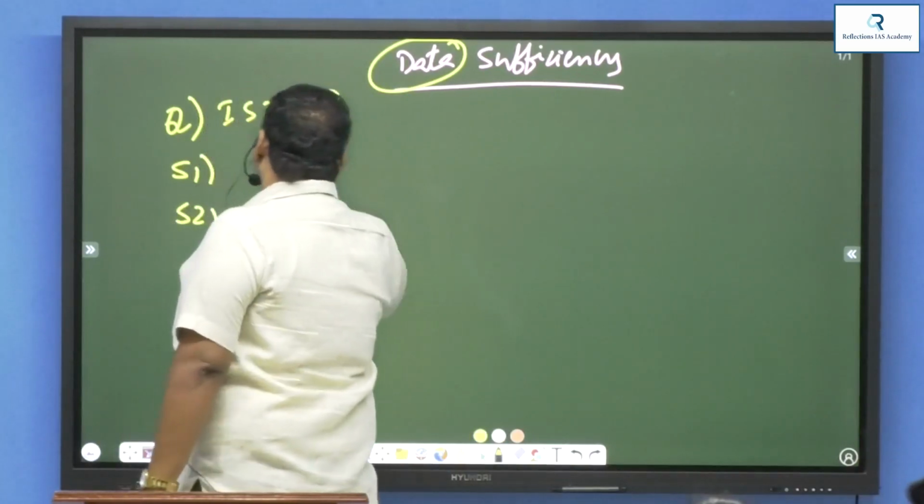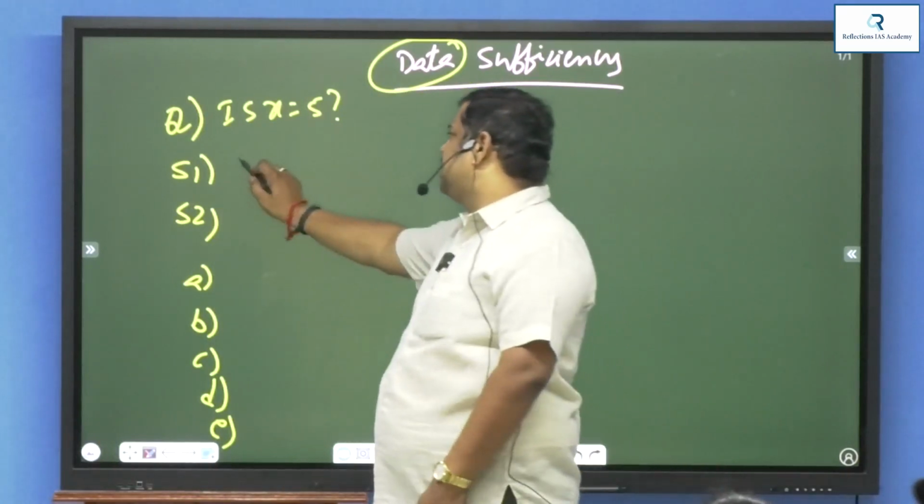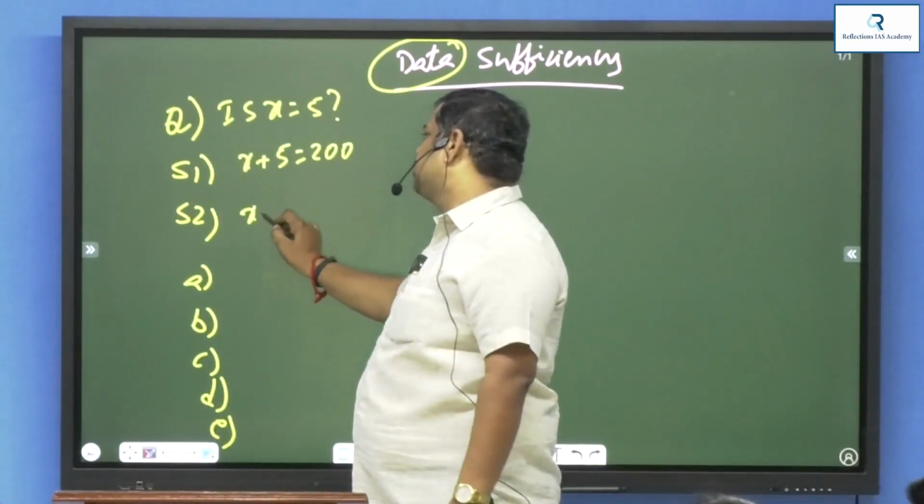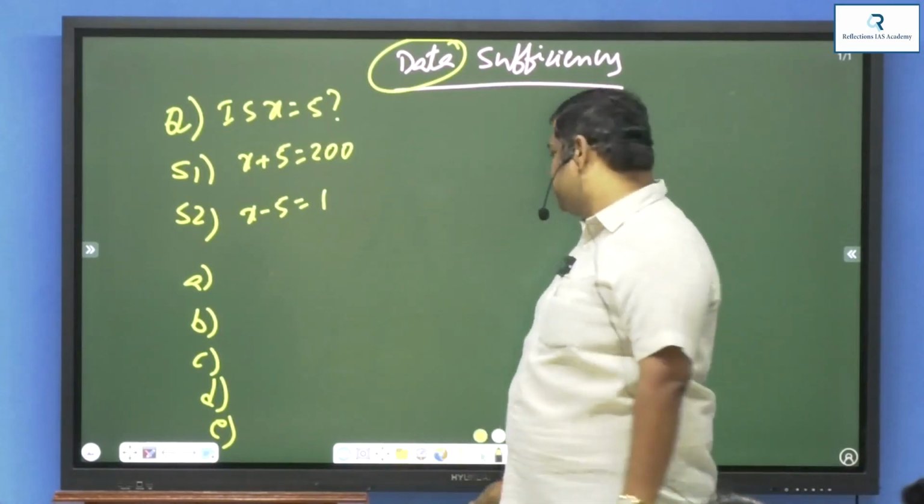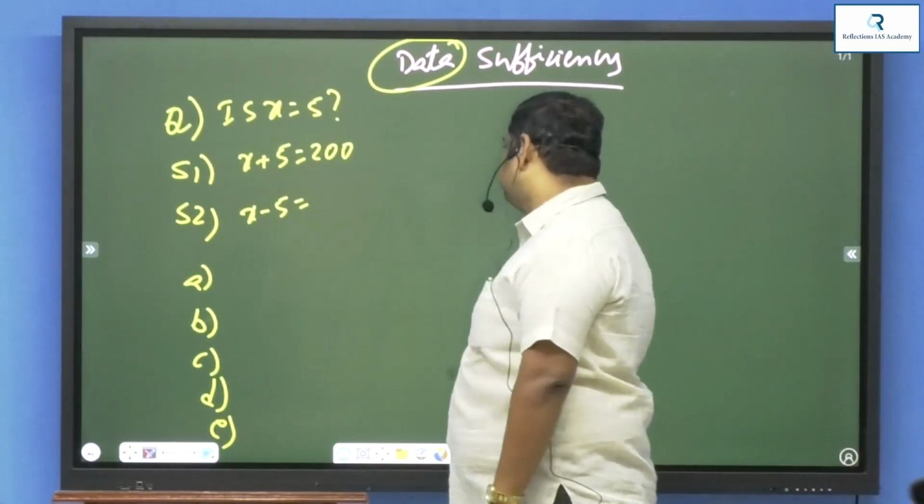Suppose the question is: is x equal to 5? What is the question? Is x equal to 5? Statement 1 says that x plus 5 is equal to 200. Statement 2 says that x minus 5 is equal to 1, or x minus 5 is equal to 10, or x minus 5 is equal to 0.